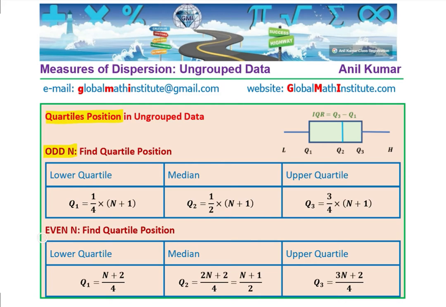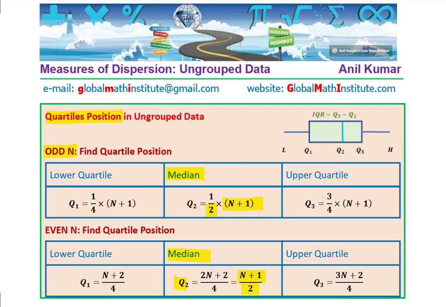Now, when the data elements are even, then definitely the middle value is the average of 2. And therefore, the modified formulas are here. You will see that for the median, Q2, the position is exactly the same, which is n plus 1 divided by 2. But it's different for Q1 and Q3.